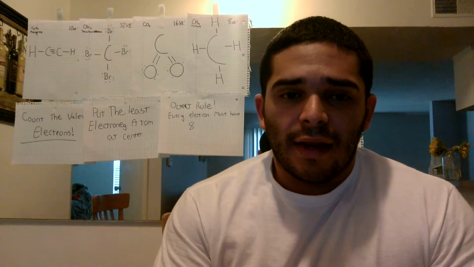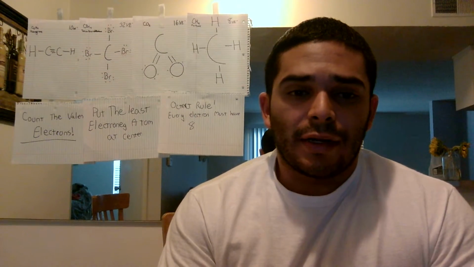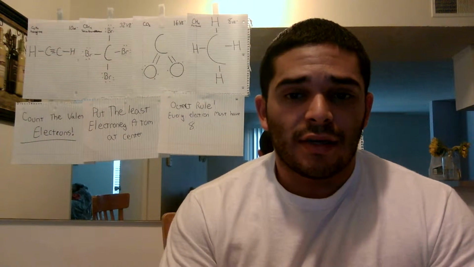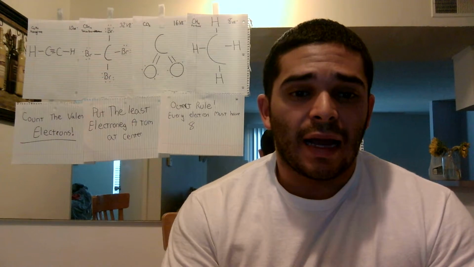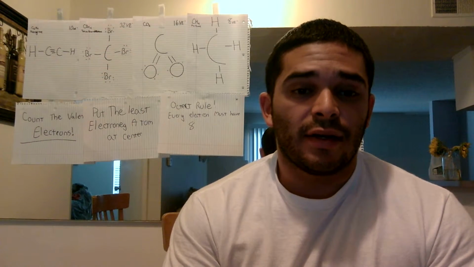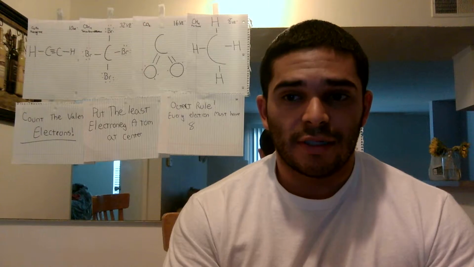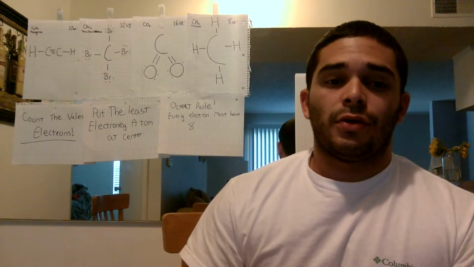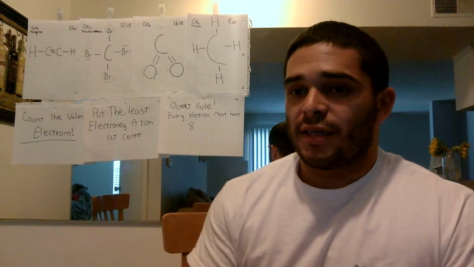And then the next thing you would do is make sure that your Lewis structure follows the octet rule, which is that every atom should have 8 valence electrons around it, again with the exception of hydrogen. So hydrogen only needs 2. So let's go over the examples here.